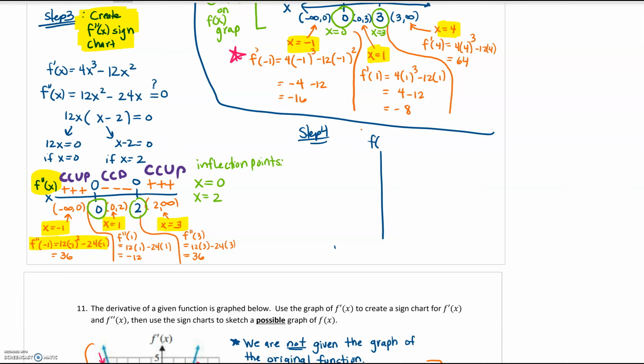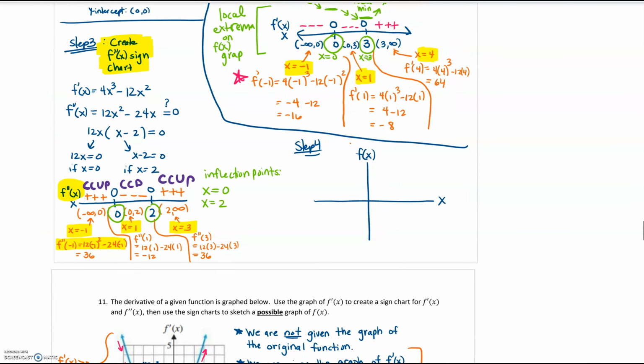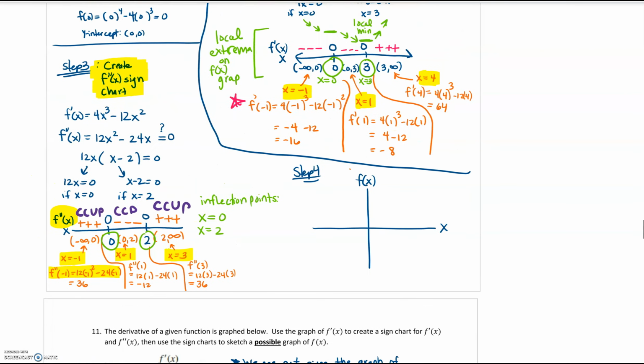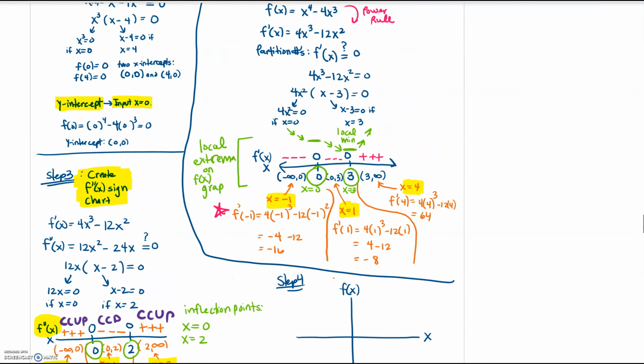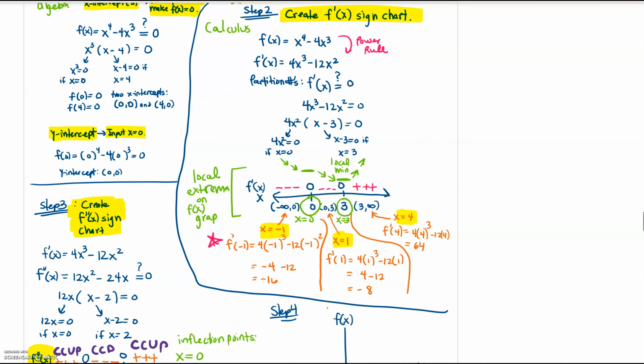I'm going to label my y-axis as f of x because we're graphing the original function. I have some information from step 1. I have some x-intercepts and some y-intercepts. So what was that? Where were those? Okay, so I had 2 x-intercepts at the origin and at the point 4, 0. And the origin was also my y-intercept.